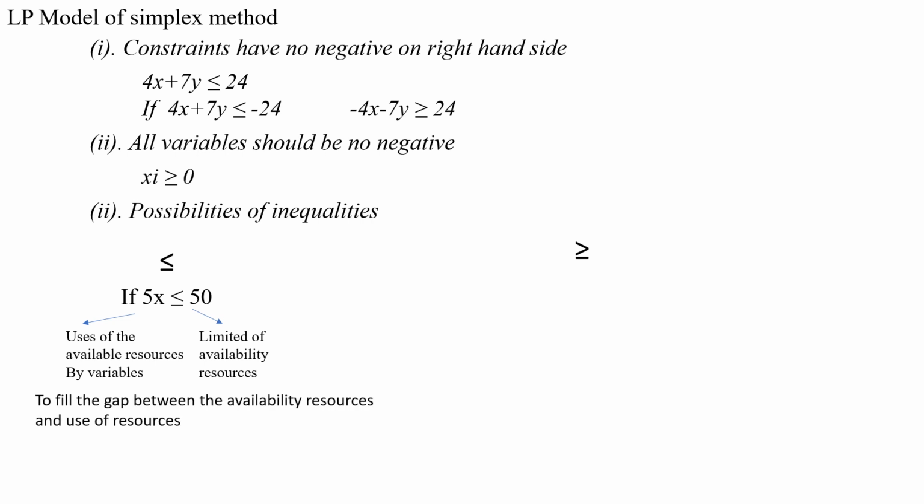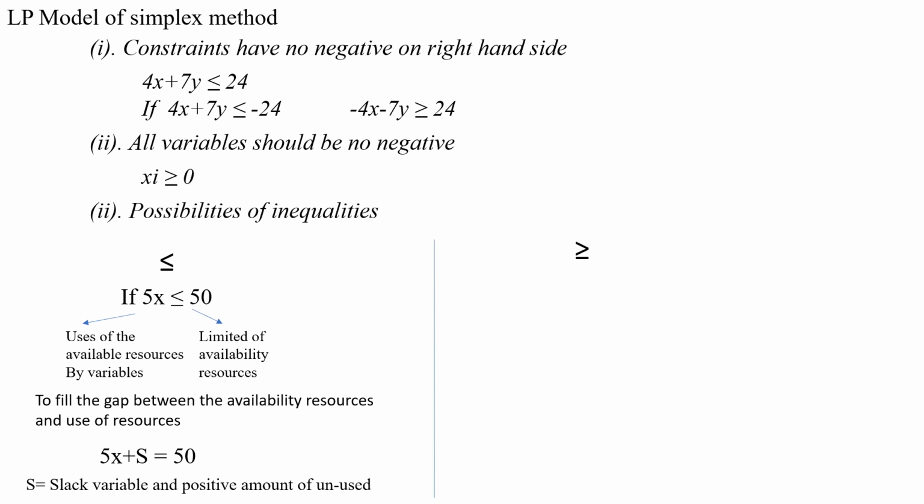Then to fill the gap between the availability of resources and the use of resources, we have to use the variable up to 50, meaning we have to complete the task at 50 or otherwise less than 50. For example, I completed the task using the decision variables at 40 only. The remaining gap of 10 is there. To fill the gap between the availability of resources, that is 50, and the use of resources, that is 40, we have to introduce one variable, which we call the slack variable. The slack variable value is a positive value, representing the amount unused.